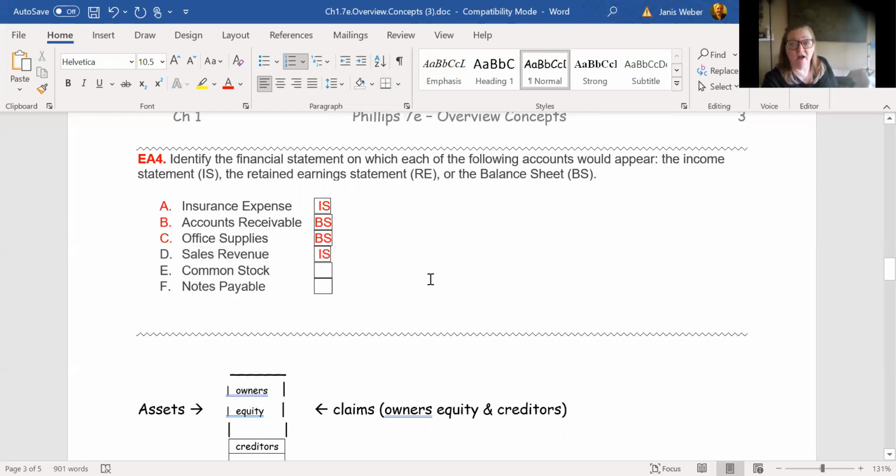And then common stock, that is the account we use when we issue stock. When an individual invests in our company, they give us cash and we give them common stock. And so we record a receipt of cash in exchange for common stock with an entry to common stock, which stays on our balance sheet to show that we've issued shares to these individuals. Note payable goes on the balance sheet because it's a liability.